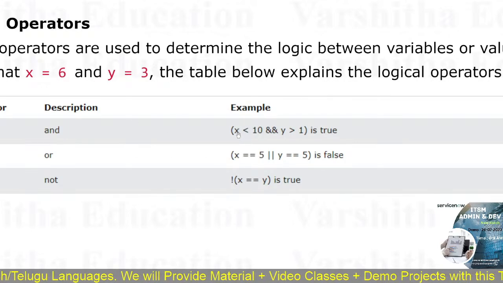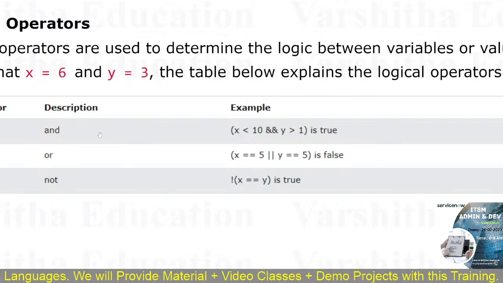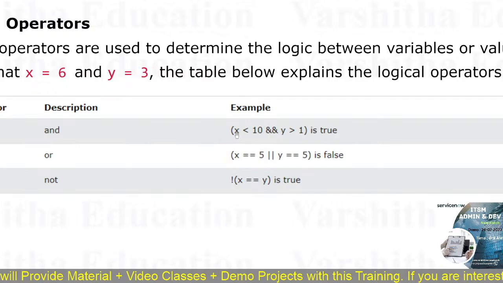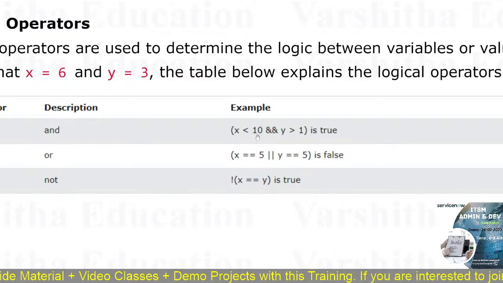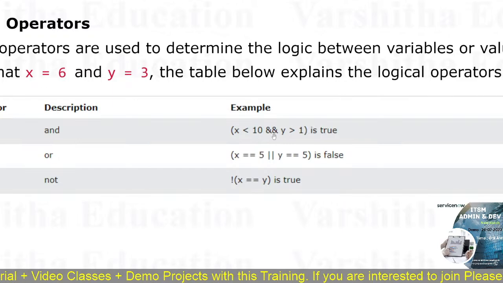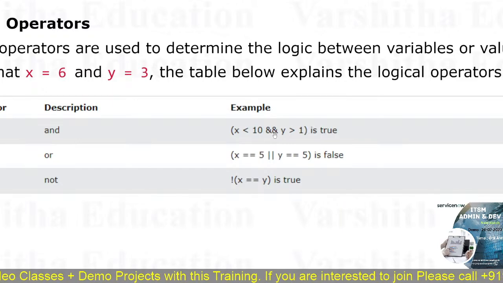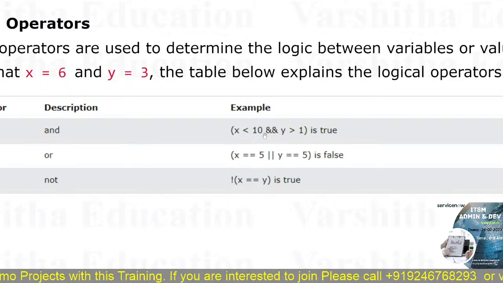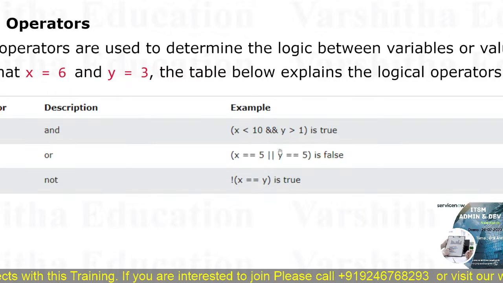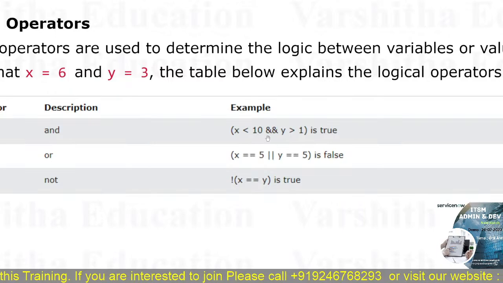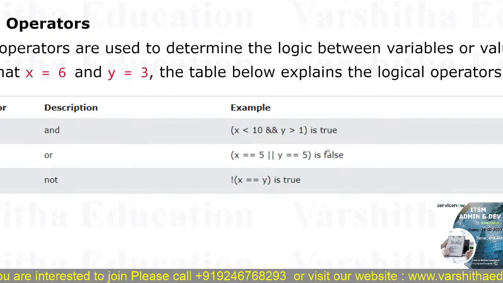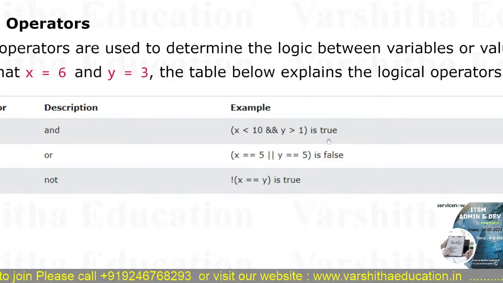See here in this example, if I want to write an AND logical operator, I need to write double ampersand. So AND means x less than 10, and y is greater than 1, then it becomes true. Because the x value is 6, below 10, it's 100% satisfying that condition. And as well as y is greater than 1, definitely y is equal to 3. So both are satisfying, then automatically the condition will become true.